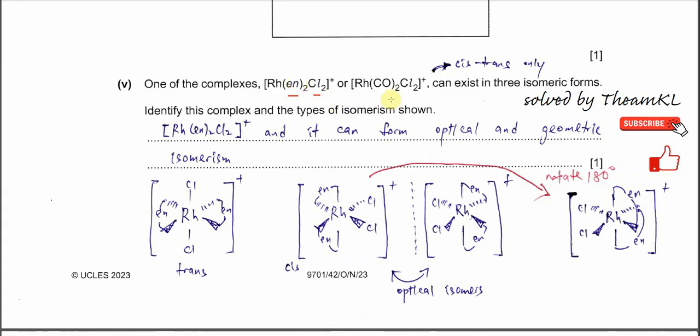And this one has 2 CO and 2 chloride. This one forms 2 dative bonds, and this one also forms 2 dative bonds. So the coordination number is 4. So it can be square planar or tetrahedral. And one of these can exist in 3 isomeric forms.